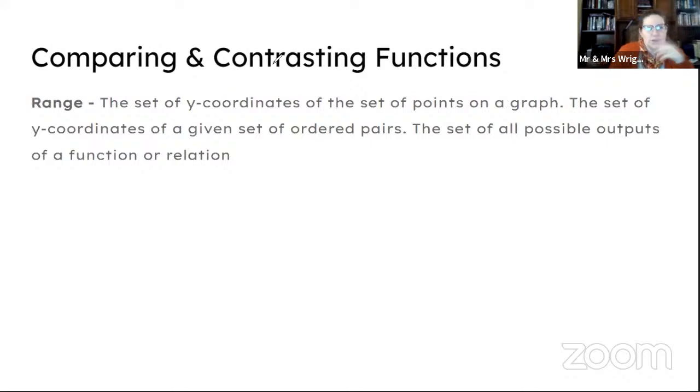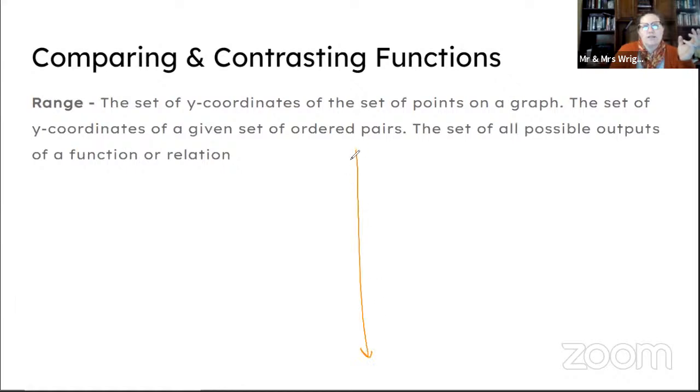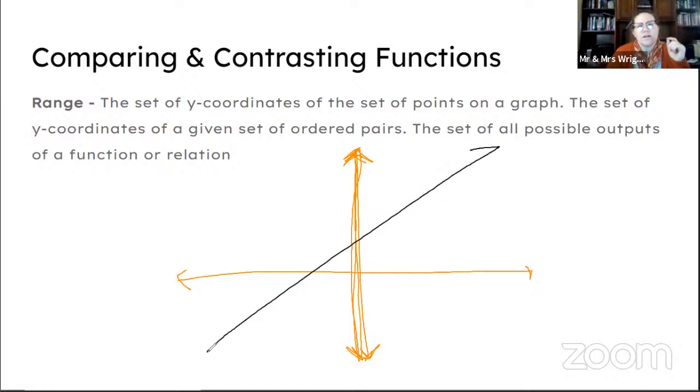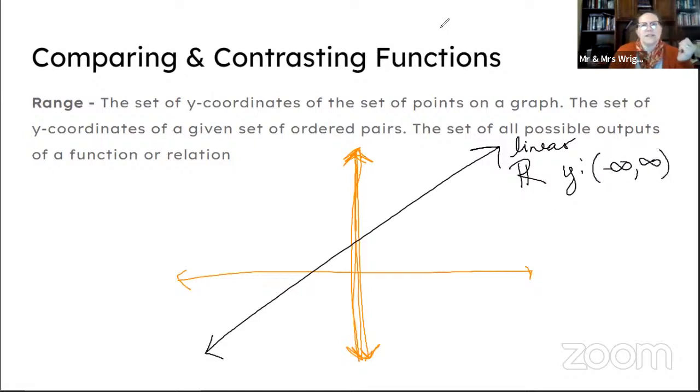All right, range. So we already talked about domain, right? Domain and range go hand in hand. So if domain was everything that goes across on the x-axis, range must be the opposite of that. It's all the possible y values, right? Let's look at the different types of graphs we've learned about so far. We've got a linear function here. Is there any limit to what a linear function can do? No. So the range in this case is going to be all real numbers. Well, how do we represent that in set notation? Well, y can go from negative infinity to positive infinity, right?